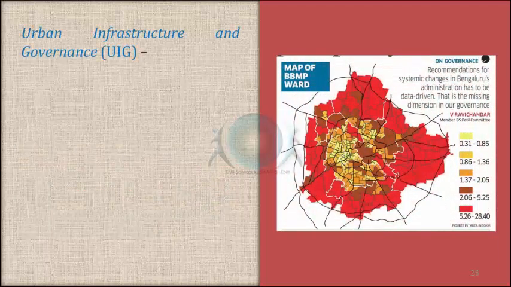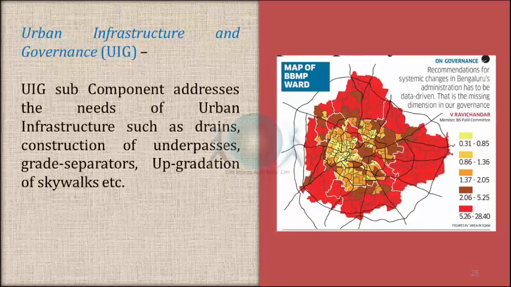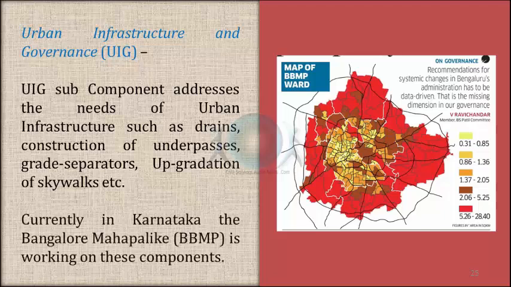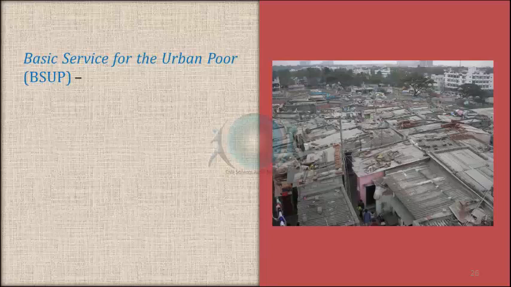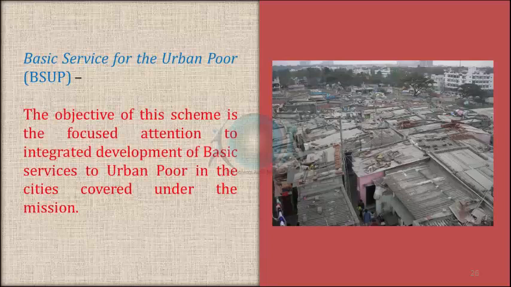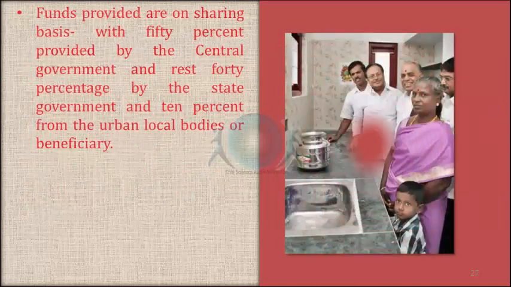Urban infrastructure and governance. In this area, the needs of the urban infrastructure such as drains, construction of underpasses, grade separators, upgradation and skywalks, etc. are covered. Currently in Karnataka, the Bangalore Mahanagarapalike, that is BBMP, is working on these components. Now, what are the basic services for the urban poor? The objective of this scheme is focused attention to the integrated development of basic services to the urban poor in the cities covered under the mission.